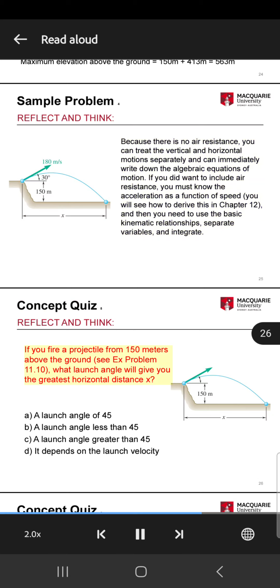Concept quiz 5. If you fire a projectile from 150 meters above the ground, CX problem 11.10, what launch angle will give you the greatest horizontal distance x? A, a launch angle of 45. B, a launch angle less than 45. C, a launch angle greater than 45. D, it depends on the launch velocity.